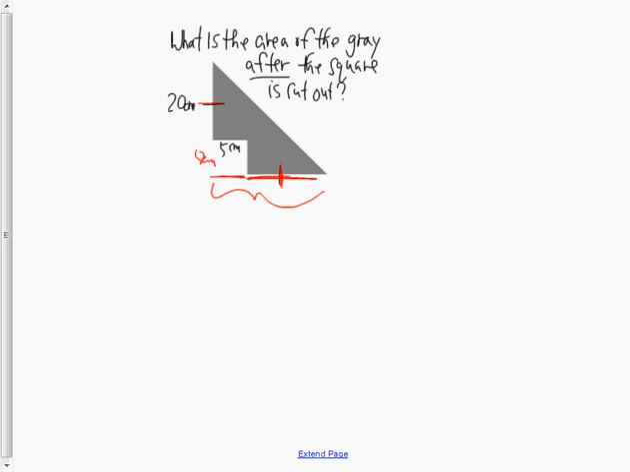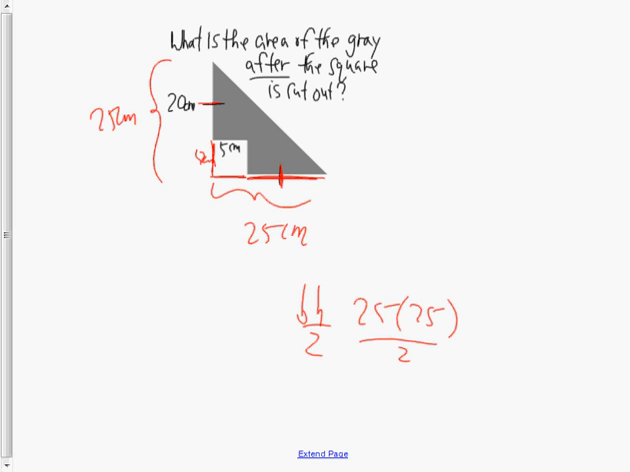This is 20 centimeters, which means the whole length of that base of that triangle, before it was cut out, was 25 centimeters. The height, since this is also 5 here, was also 25 centimeters. So base times height divided by 2 would be the area of the gray triangle, or 25 times 25 divided by 2. 25 times 25 is 625, divided by 2 is 312.5.